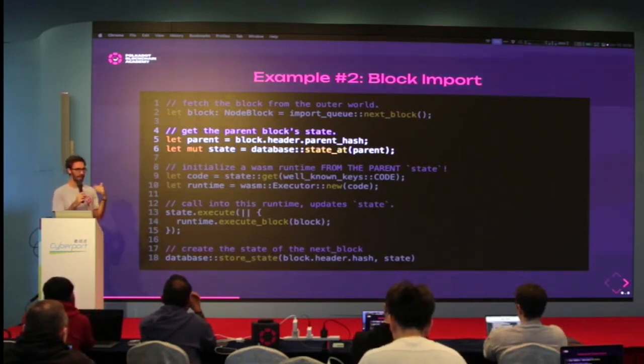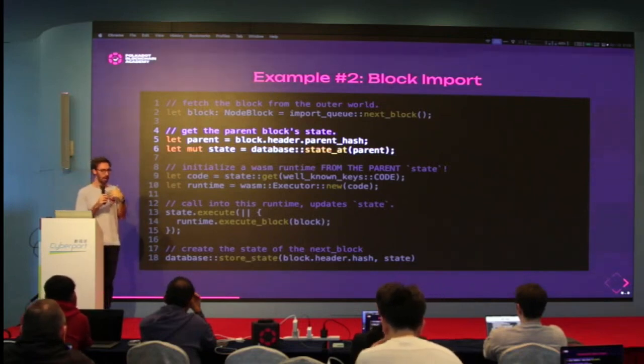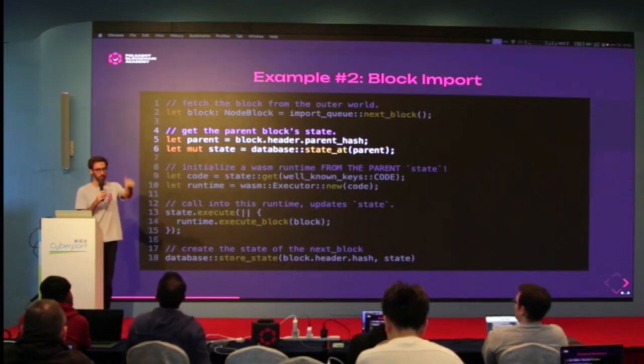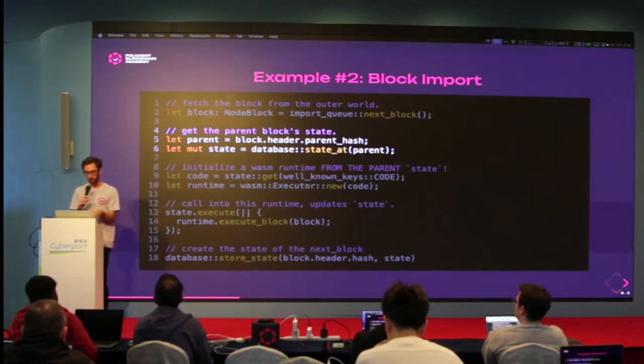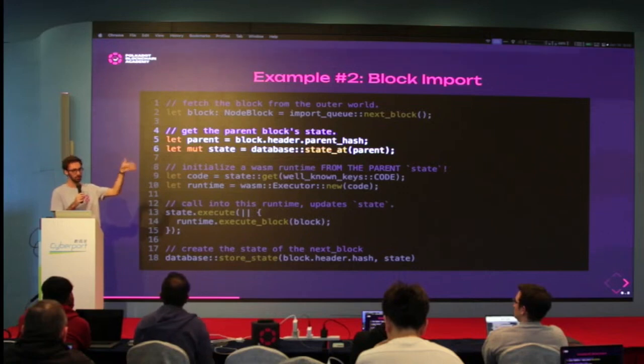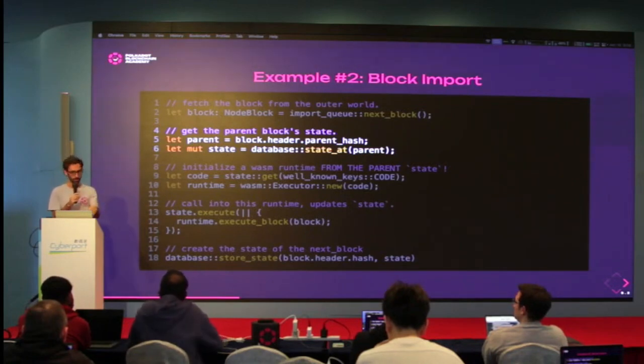So every block has to specify: I am this block, here's my transactions, and if you import me on top of this particular parent hash, you will arrive at this state root and I am valid. So that block is itself specifying its parent hash, and when we want to import it, we go and fetch the state associated with the parent hash, and this state is our starting point. And now we're going to build the new block on top of this state.